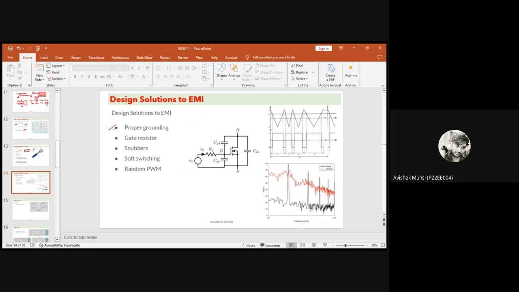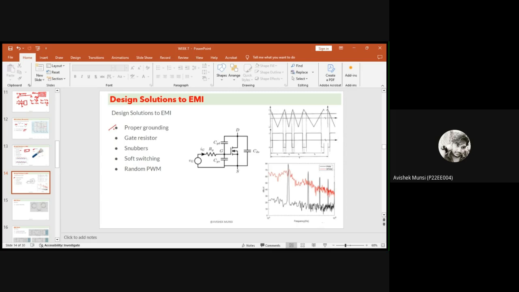The next thing is that we should have proper grounding. Without proper grounding, it will introduce ground bounce and noise, and that will also hamper your system and provide harmonics and noises into the system. Gate resistor selection is also a concern. In some cases you have a turn-on gate resistor or a turn-off gate resistor. You have to consider that properly, otherwise it will also introduce some kind of noises.